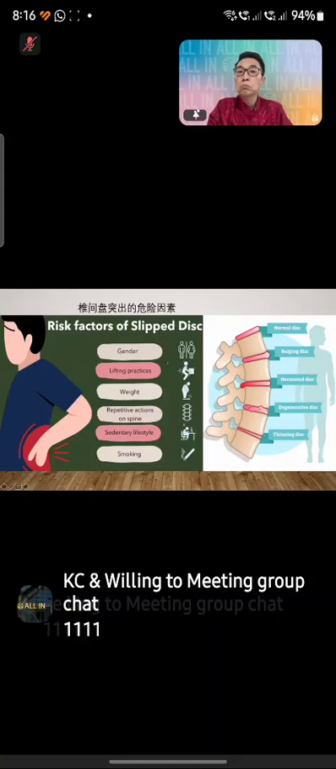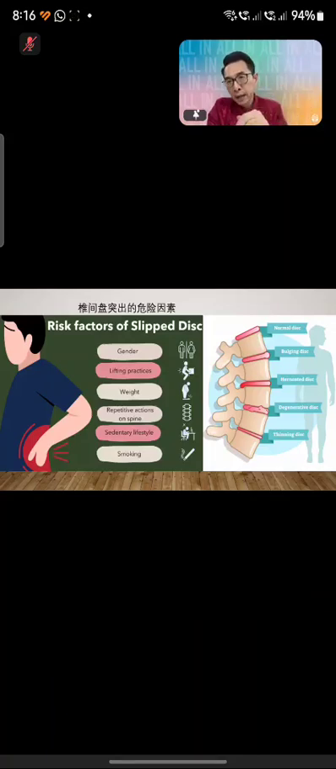So slip disc is also different for male and female. We are in Singapore, we only have two genders, male and female. I'm not going to talk about the rest of the genders. Depending on whether male or female, there are different statistics. I do not have the statistics, but apparently there's a difference.